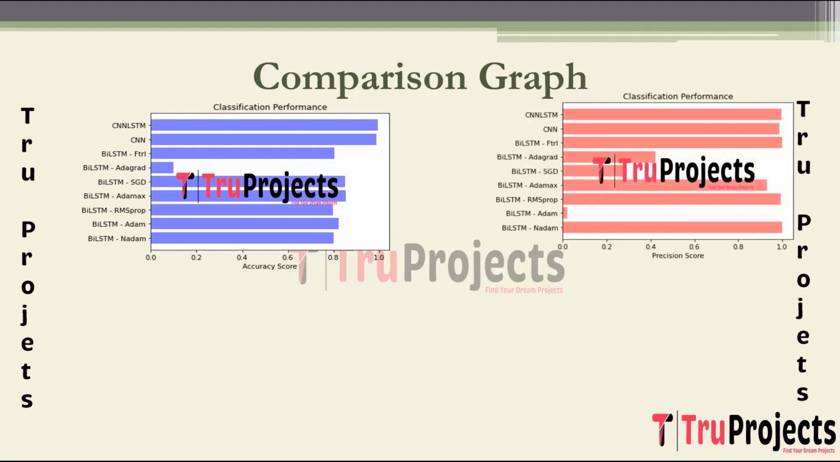This is the precision score comparison graph. It is also known as positive predictive value. It is a measure of the accuracy of the positive predictions made by a model. It calculates the ratio of correctly predicted positive observations to the total predicted positives.